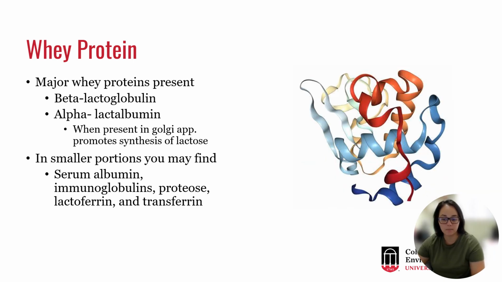Next, I'm going to briefly go through whey protein. Some of the major whey proteins found in milk are beta-lactoglobulin and alpha-lactalbumin, which are two that I had mentioned before. When alpha-lactalbumin is present in the Golgi apparatus, this promotes the synthesis of lactose, which I will discuss in a few moments.